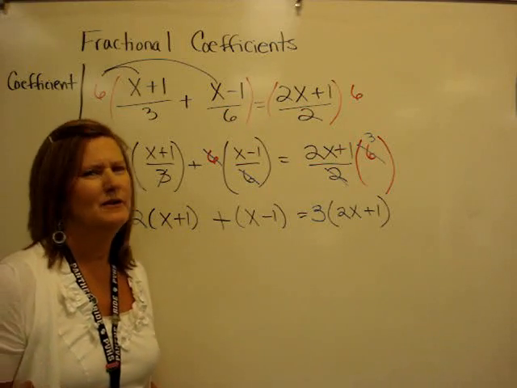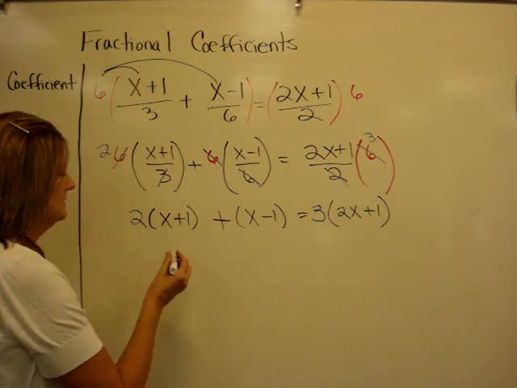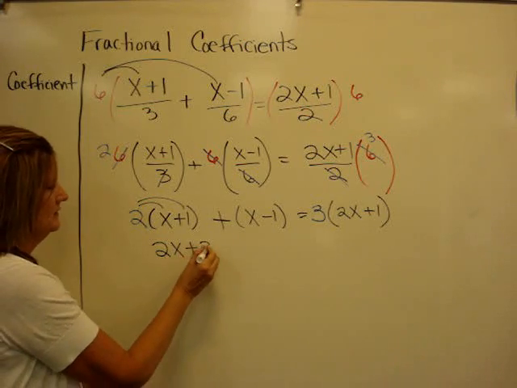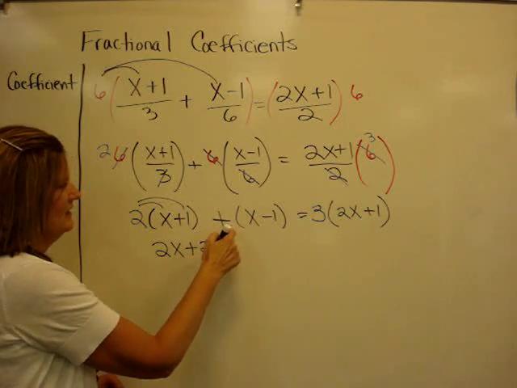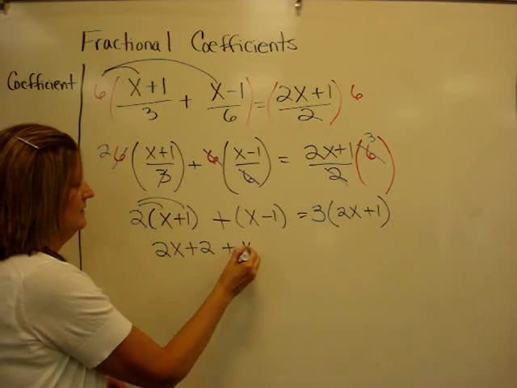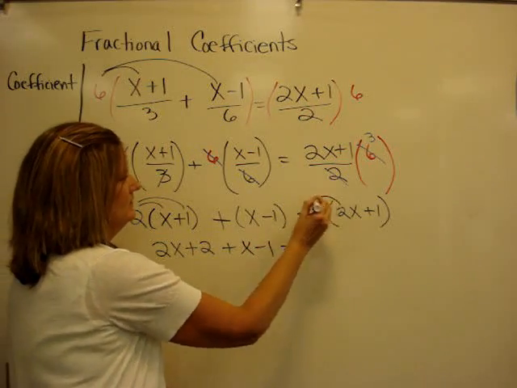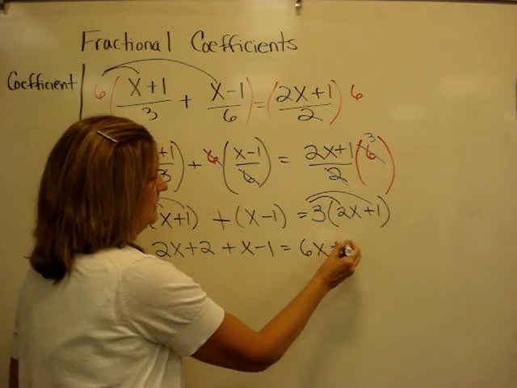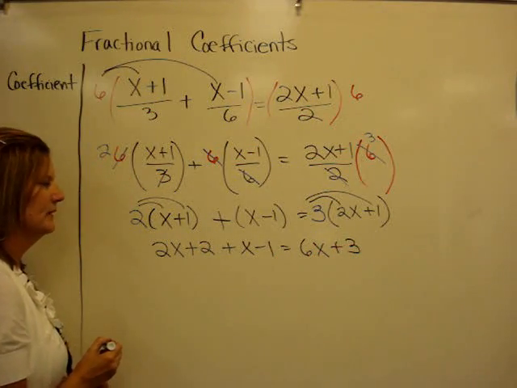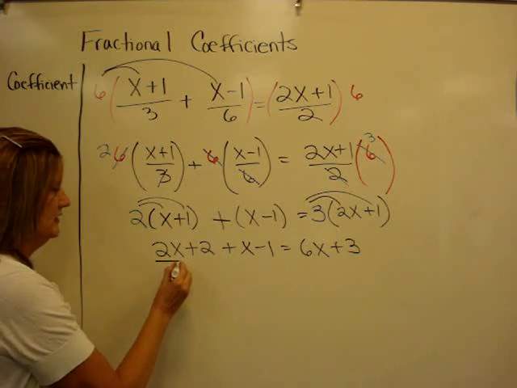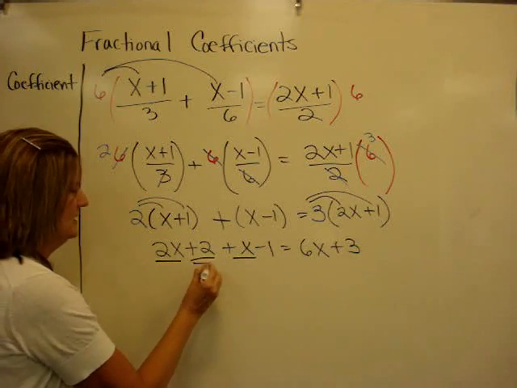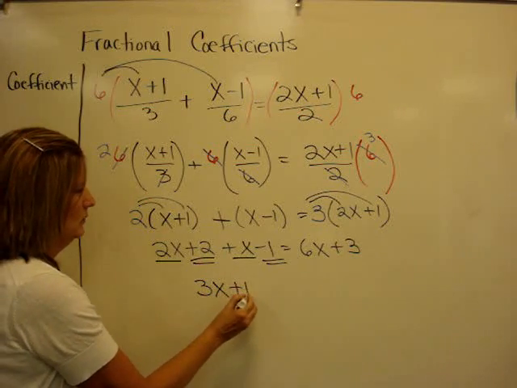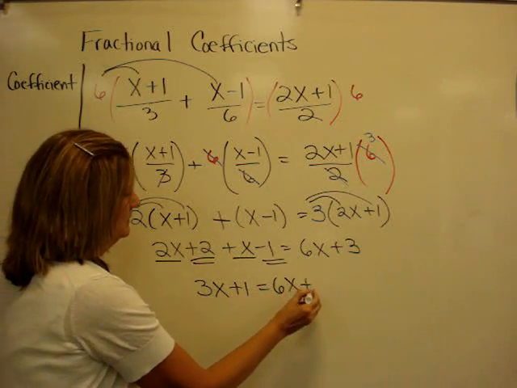It doesn't look like it because I don't see any squared terms, so I think I'm going to be able to solve for x. I'm going to use the distributive property: 2x plus 2, plus x minus 1, equals, again using the distributive property, 6x plus 3. I'm going to combine like terms. These are like, these are like. That gives me 3x plus 1 equals 6x plus 3.